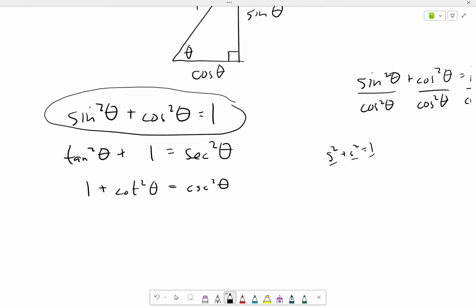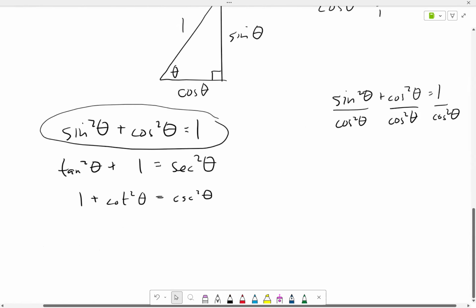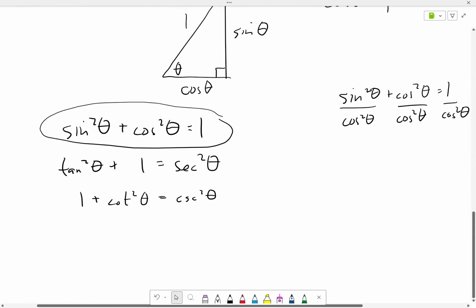Yes, Leah? Oh, these are all tools we're going to be using to solve equations and to simplify expressions and things. So I'm just giving you stuff you'll need. Simran? The quotient identities. Yes. And these are called the Pythagorean identities.